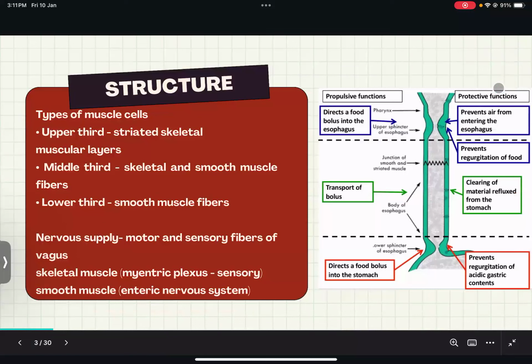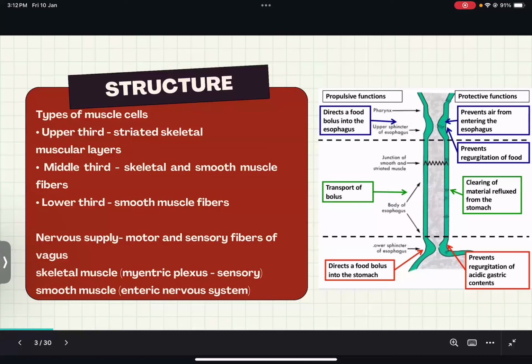So to begin with, just starting from the basics to orient ourselves, the structure of the esophagus. We all know that the esophagus is part of the GIT, or the gastrointestinal system, and it starts right after the oral cavity, or the mouth, and goes till the start of the stomach. For anatomical reasons, anatomists divide the esophagus into thirds: the upper third, the middle third, and the lower third.